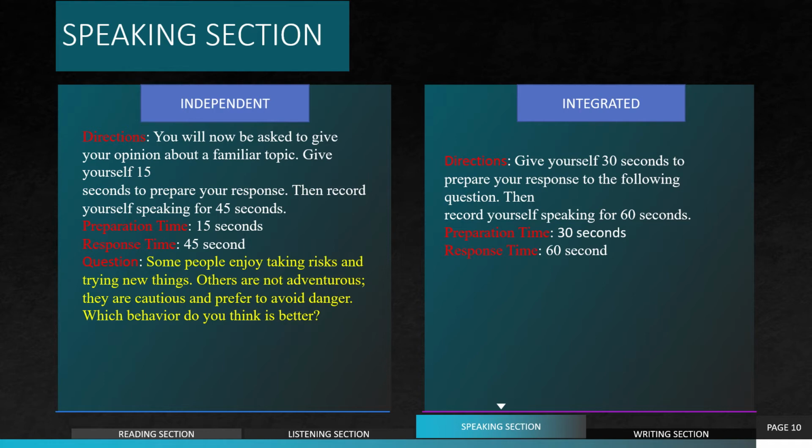And the question will be similar to this: some people enjoy taking risks and trying new things. Others are not adventurous, they are cautious and prefer to avoid danger. Which behavior do you think is better?